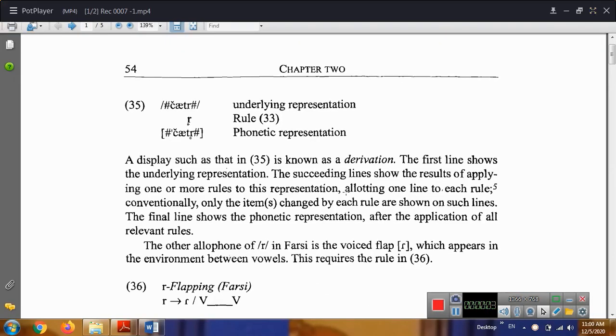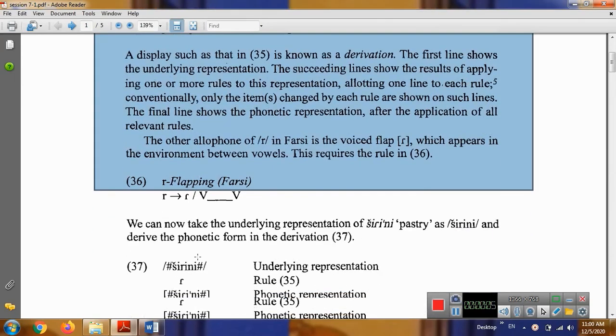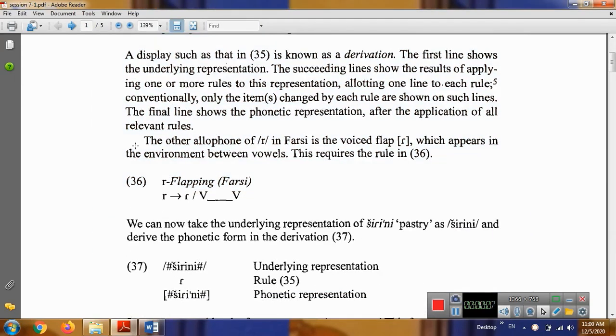In the name of God, we want to explain other phonological rules, which is the other allophone of trill re in Farsi, the voiced flap re, which appears in the environment between vowels.